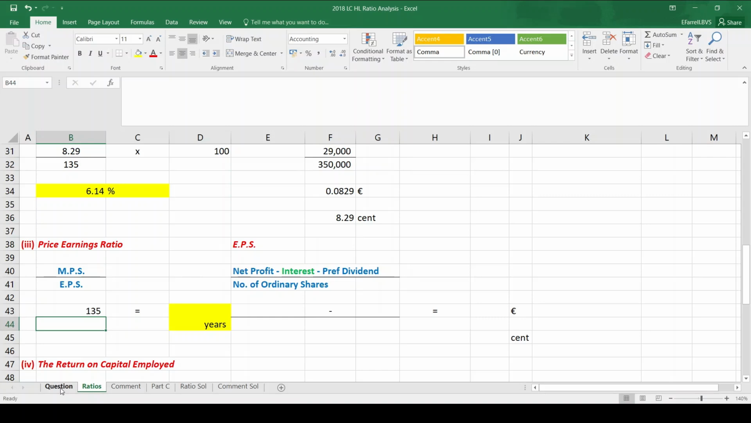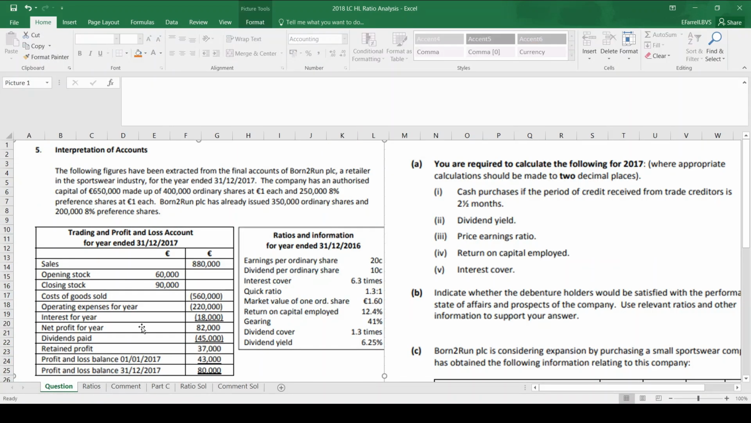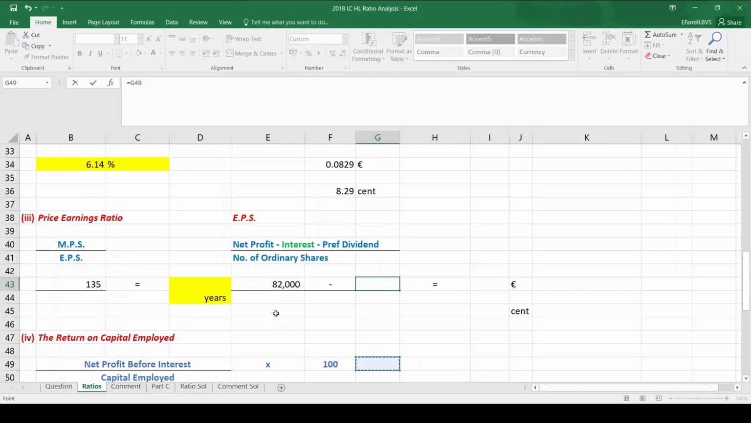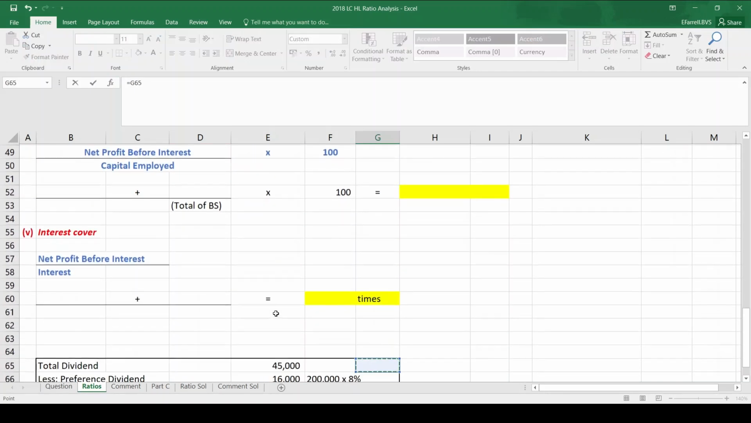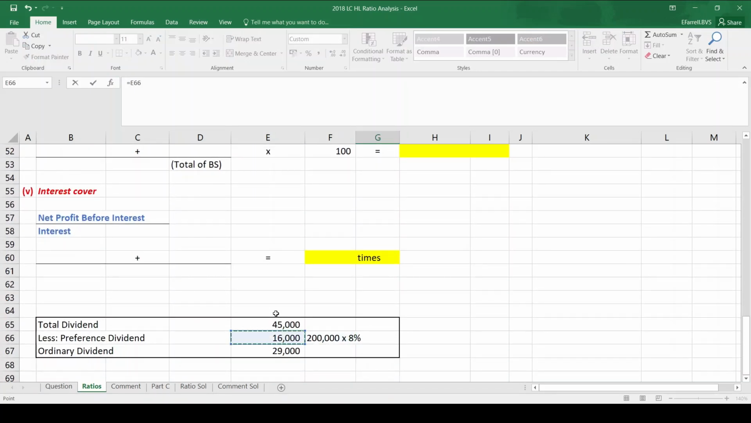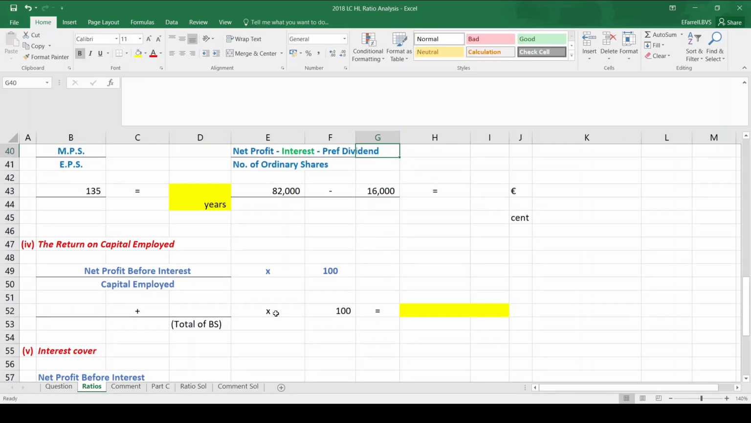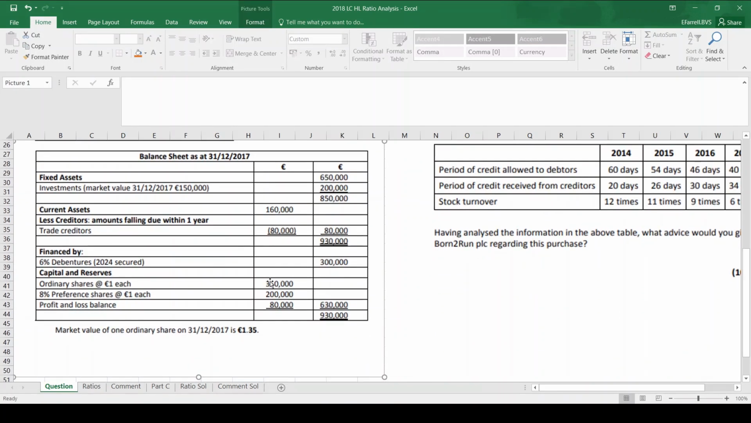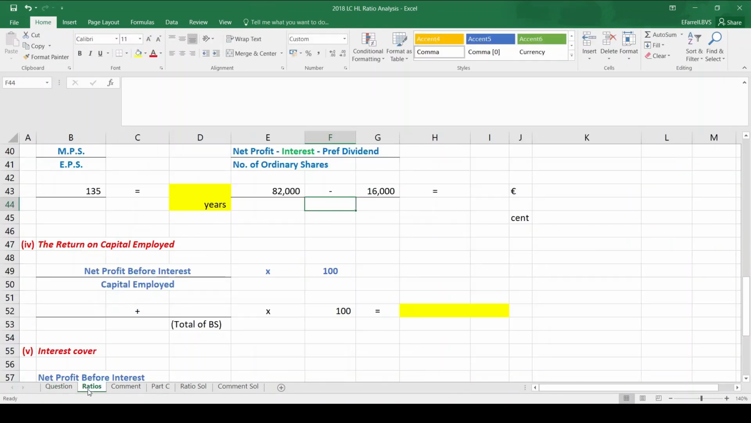So if we go back to the question, and what do I mean by that? If we go back to the question, my net profit of 82,000, that already is less interest. The interest has been taken away, so I don't need to do anything there. So net profit less interest is 82,000. So I just need to take away my preference dividend. I've split my dividends down below here. My preference dividend is 16,000. So it's going to be 82 minus 16 over the number of ordinary shares, which again we looked at already. The number of ordinary shares are 350,000.